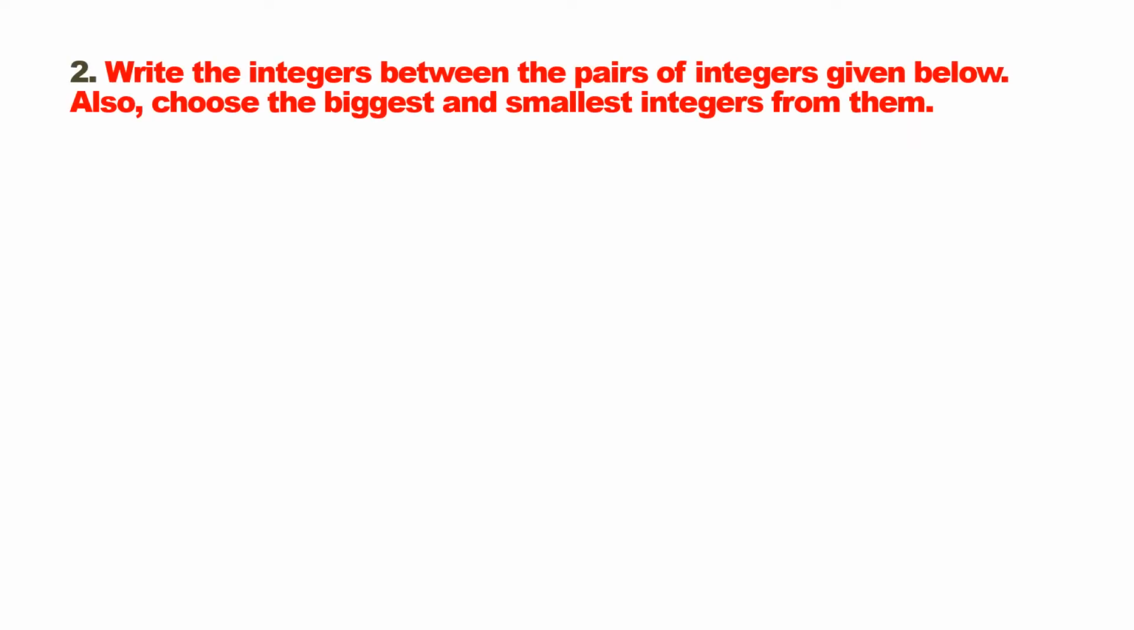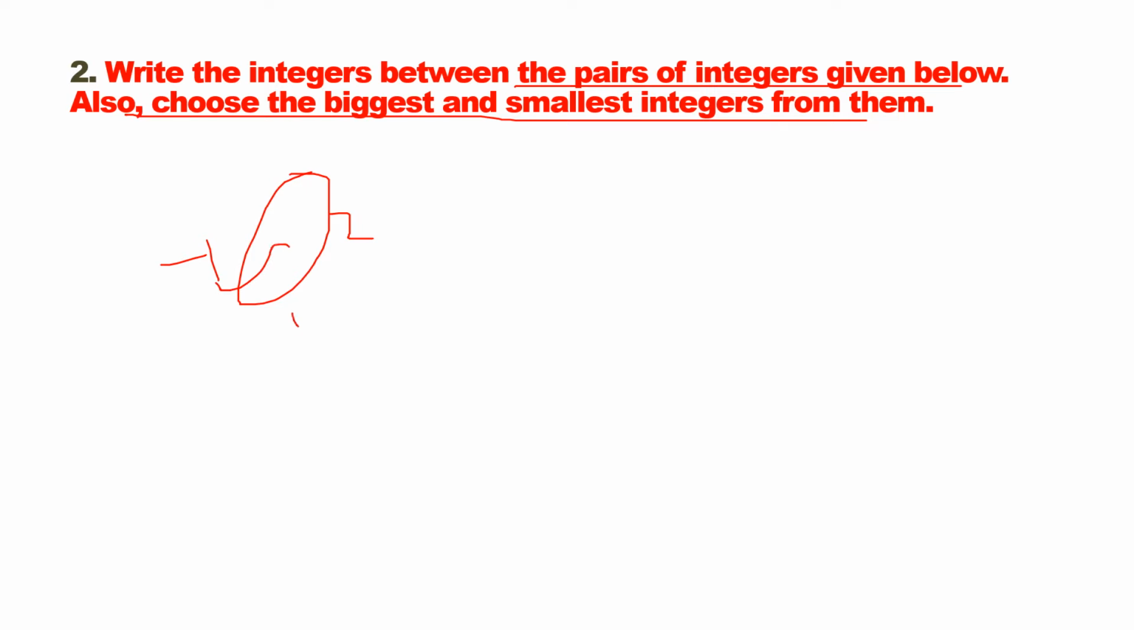Write the integers between the pairs of integers given below. Means here he will give two integers. Suppose -1 and 2. Also choose the biggest and smallest integers from them. You should write whatever integers are there in between them. Like -1 to 2 means you'll have 0 and 1. In between you'll have 0 and 1, right?